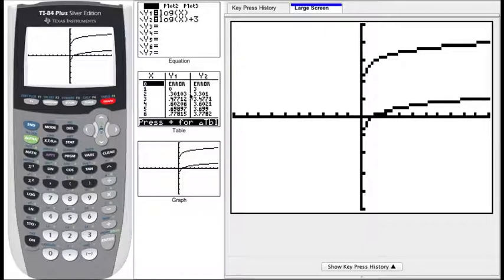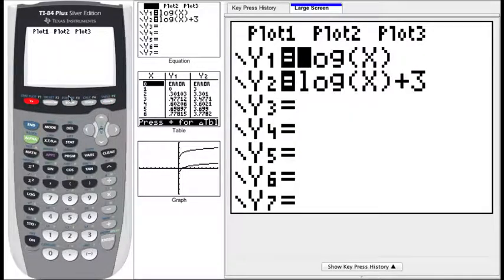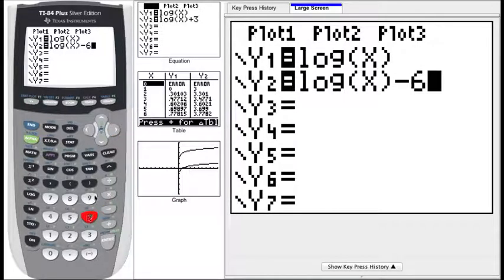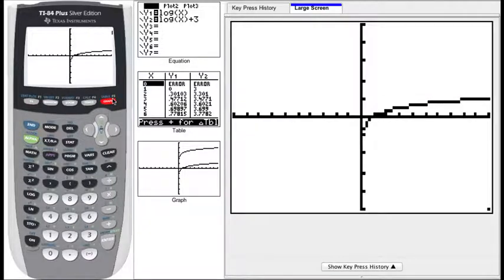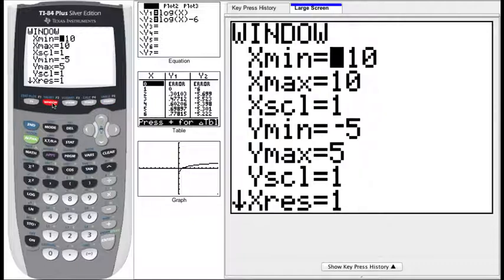So if instead we subtracted, say we went down here and changed this to -6, we might not actually see it because of the way I changed the window, but it's going to take that graph down. Yeah, you can't see it. You can kind of see it just started the graph a little bit. If I change the window, maybe went down to -10, you'd be able to see it then.